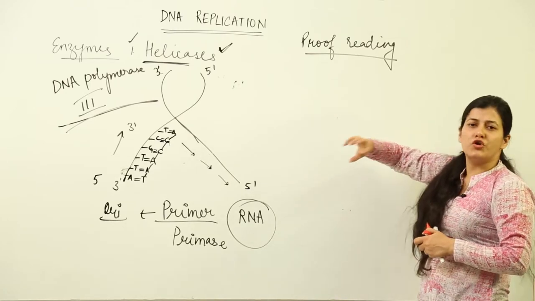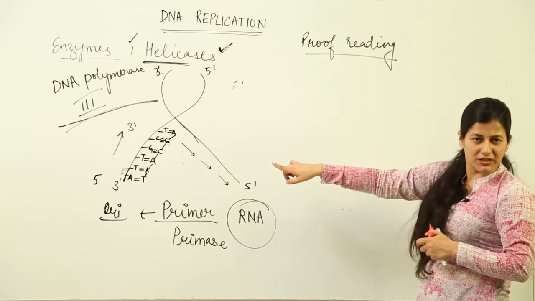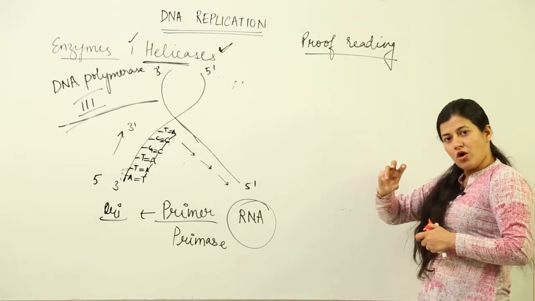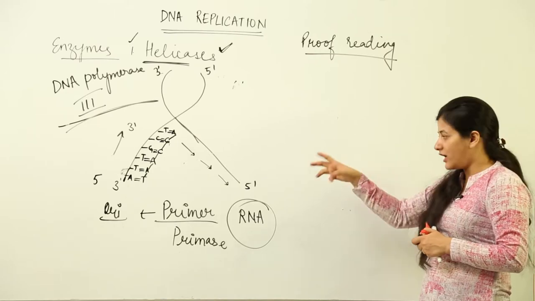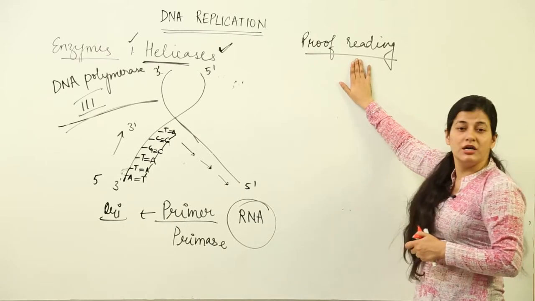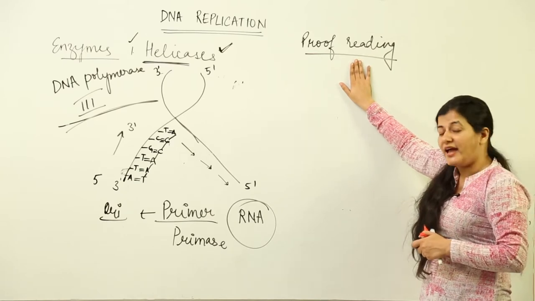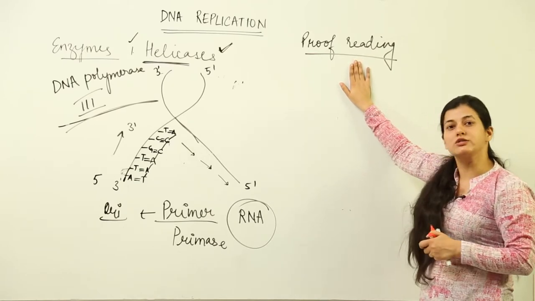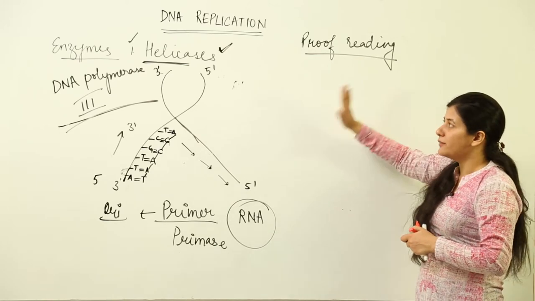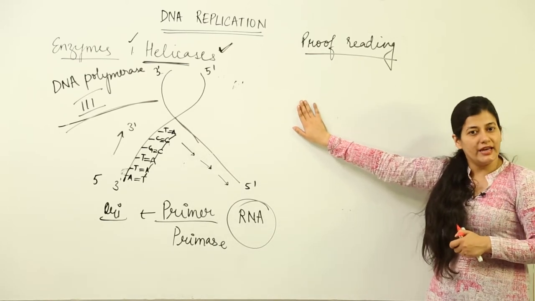Supposedly some wrong nucleotide comes and gets fixed at some place. So who is going to take care that whatever error has occurred is replaced with the right one? That process is known as proofreading, and it is taken care of by DNA polymerase 1 and 2. So with this we come to the end of DNA replication.